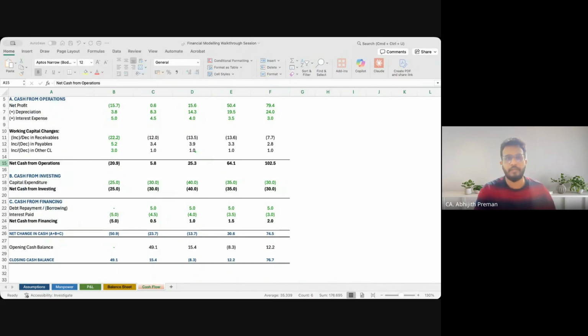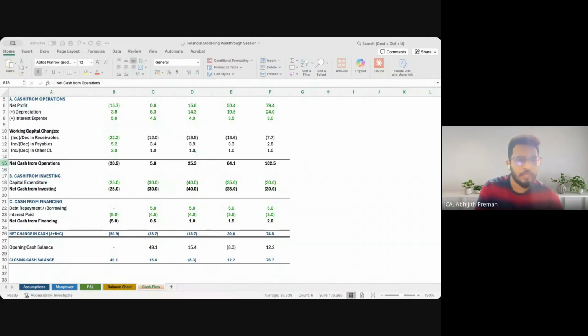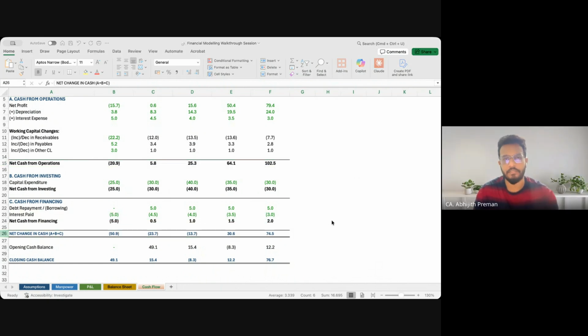So Ajish, if you can ask your last two questions in one shot. In the cash flow, how will we know where free cash flow is? Free cash flow is the total net change in cash. If you see this one at the end, row number 26, that's the free cash flow.